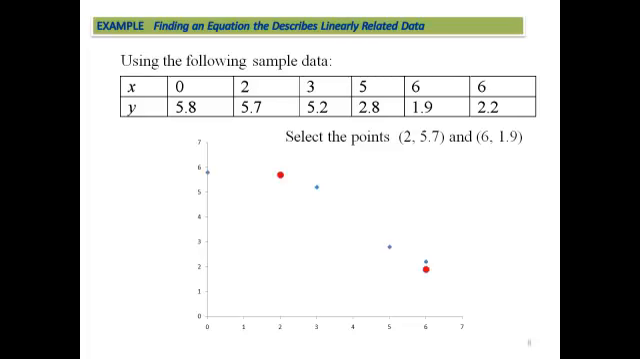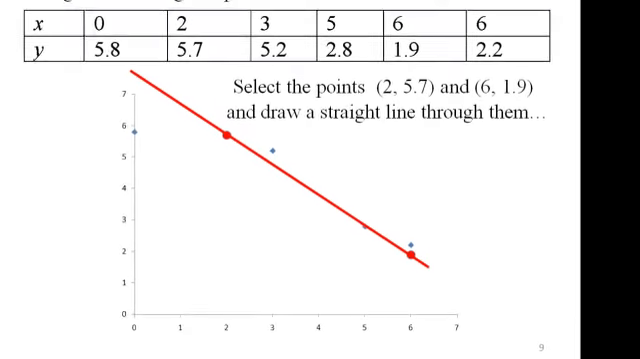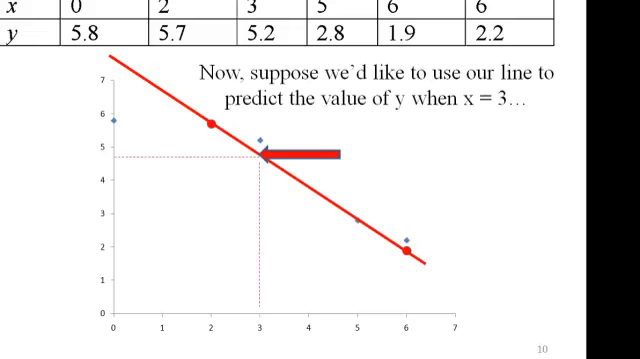And let's draw a straight line through these 2 points. Now let's use this line for prediction. Suppose I want to predict the value of y when x equals 3. That is, we want to know the value of y at this point.